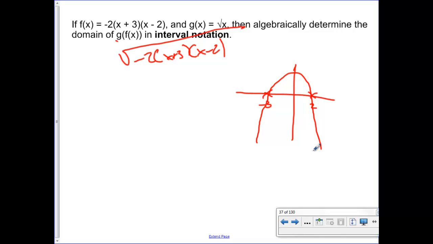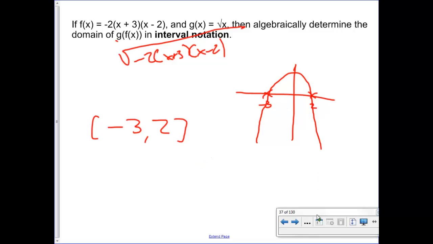So if I want the domain of this graph when I square root it, what's the lowest number I can use for x? I mean, -3. Okay. Yeah. And what's the biggest number I can use for x? 2. That's it. Wait, what? But then doesn't it do the whole out thingy?